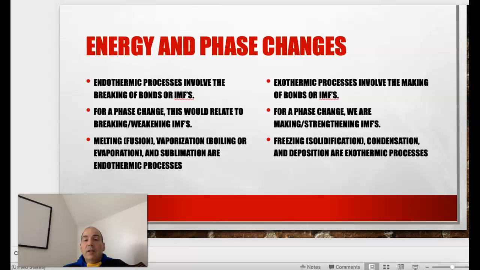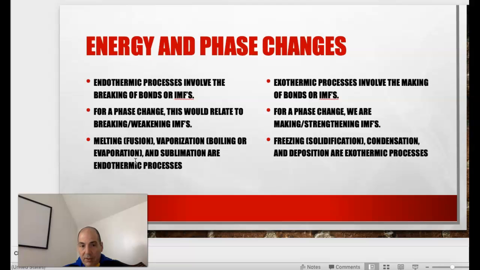So if I'm going from solid to liquid, which is melting, or for some strange reason, people like to call that fusion in this topic. I don't know why. Or if I'm talking about going from a liquid to a gas, which we call vaporization or boiling or evaporation. And if we go directly from solid to gas, which is called sublimation, those would all be endothermic processes because we are breaking or weakening at least the intermolecular forces. So obviously the reverse situation would be exothermic.